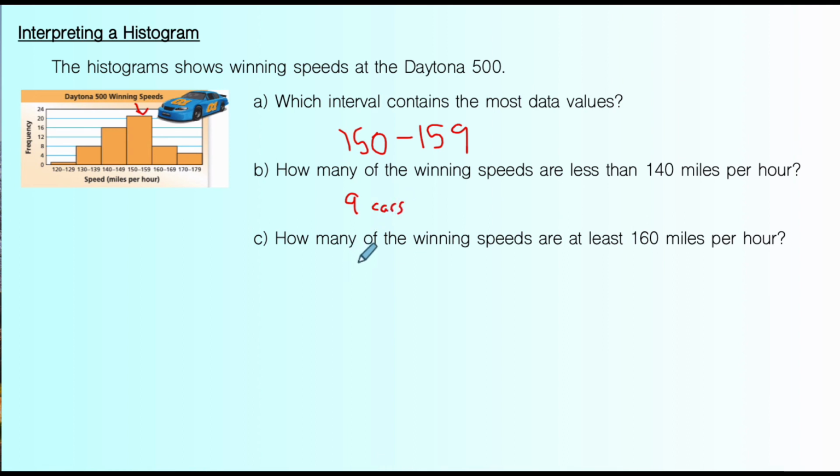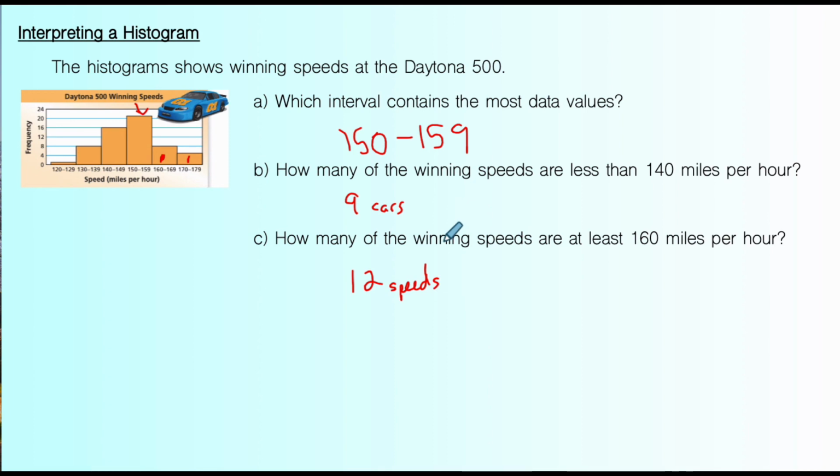And then the last question says, how many of the winning speeds are at least 160 miles per hour? At least means it can include 160. So that would be everything in this second to last bar and this last bar, which is going to be 8 plus another 4. So I'm going to say in total that is 12. 12 speeds.